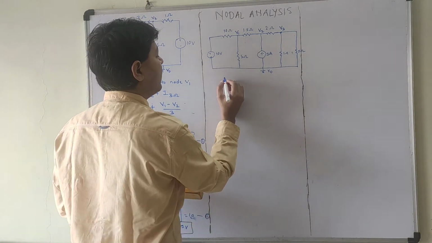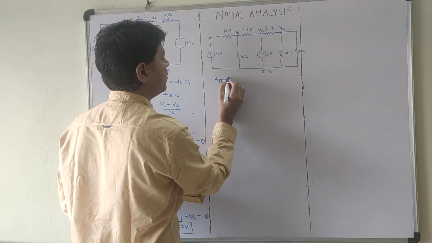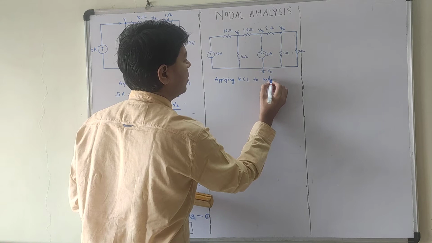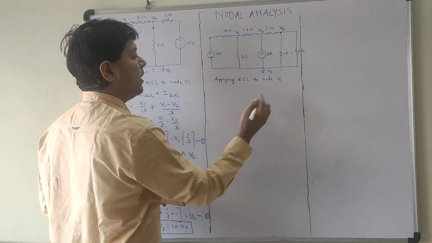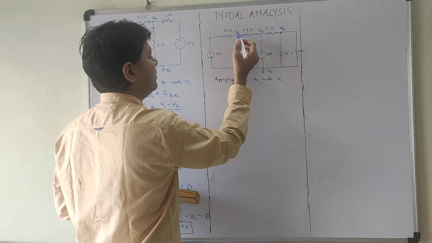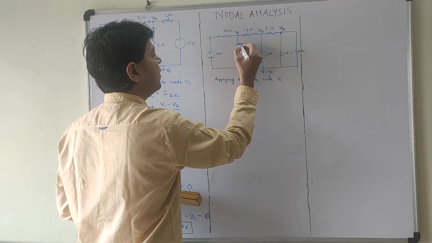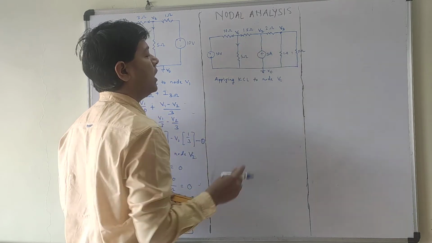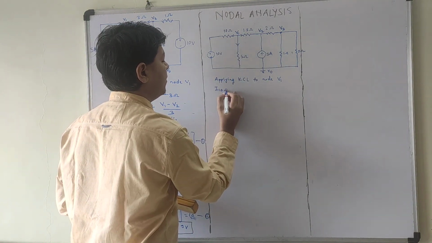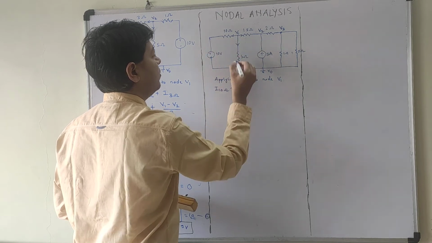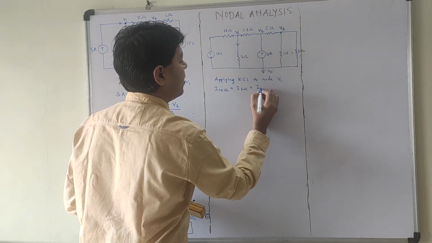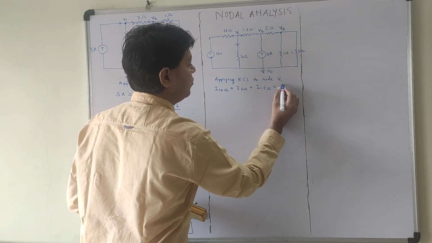So applying KCL to node V1, at node V1, I consider all the currents flowing away must be equal to 0. So I 10 ohm plus I 5 ohm plus I 1.5 ohm is equal to 0.